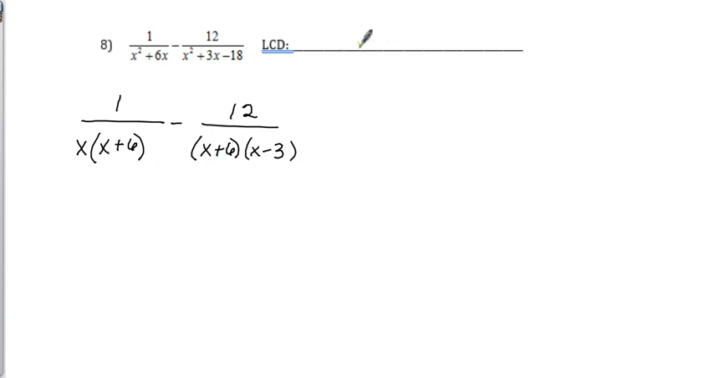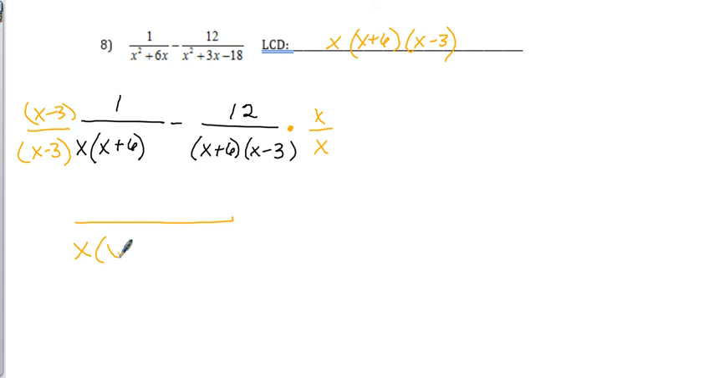Clearly we have an x plus 6 that's common. This guy is adding an x to the mix, and this guy is adding an x minus 3 to the mix. Let's find out who's missing what. For the common denominator, this one is missing an x minus 3 over x minus 3. This guy is only missing the x part. So once you do that multiplying, you will get your desired lowest common denominator for both of them.